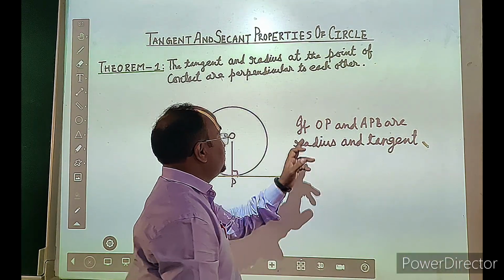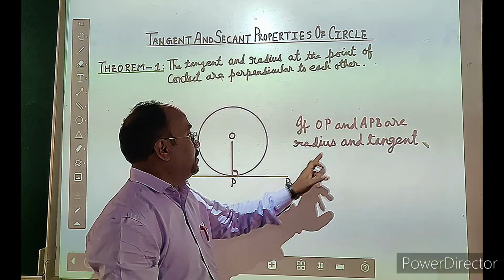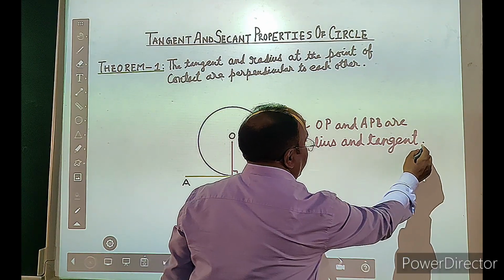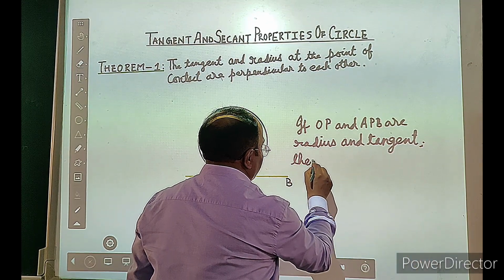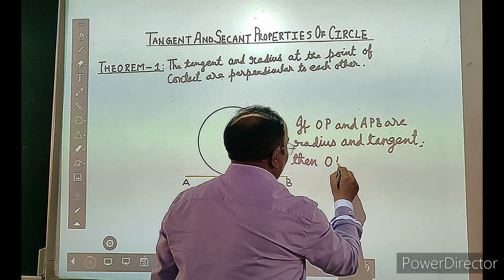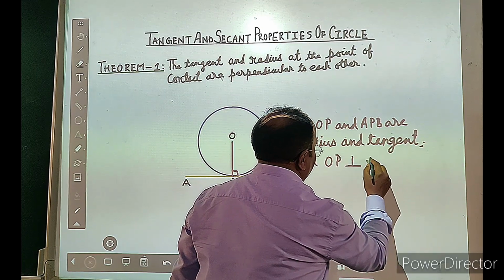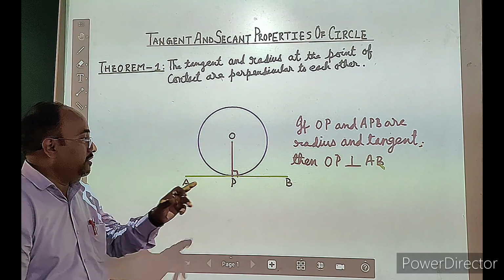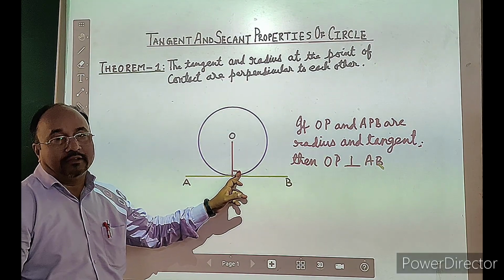Okay, what I have written here is that OP, this one, and APB are radius and tangent. Then what do we get? Then OP is perpendicular to AB. So whenever this happens, we will be taking this angle as 90 degrees.